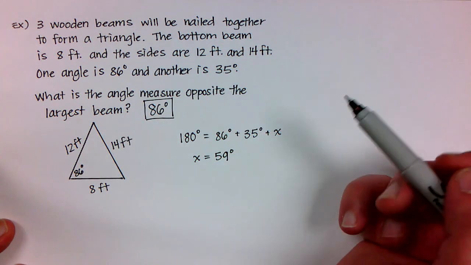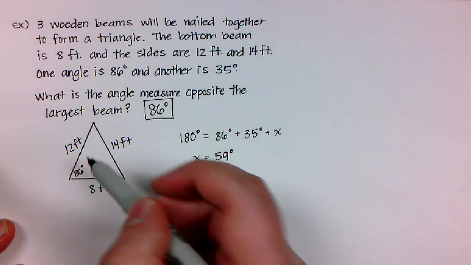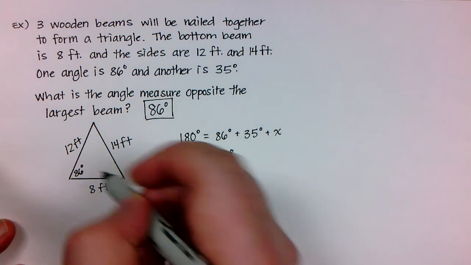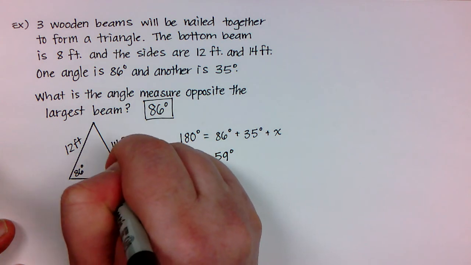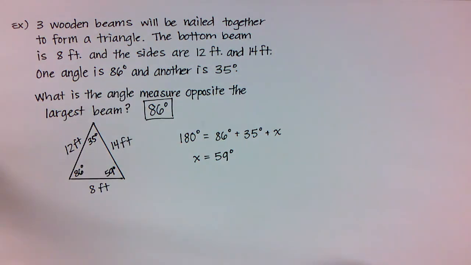Just for fun, if you wanted to fill in those other 2 angles, the next biggest one would be across the next longest side. So this one would be 59 degrees, and then this top angle would be the 35 degrees. Okay.